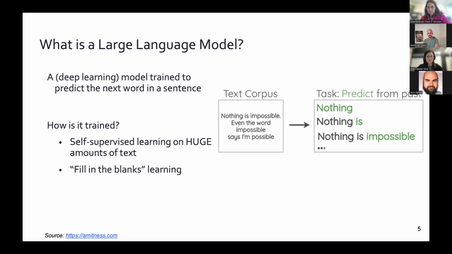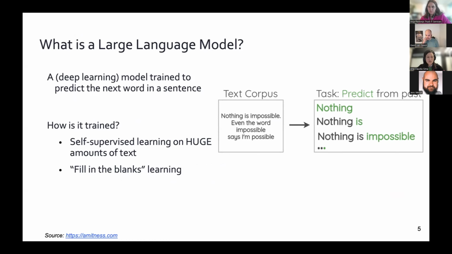But first, what is a large language model? It is a deep learning model trained to predict, at a high level, the next word in a sentence based on a large corpus of text. So if you have a text like "Nothing is impossible, even the word impossible says I'm possible," and you prompt a large language model with the words "nothing is," it is supposed to predict, based on the corpus, "impossible."